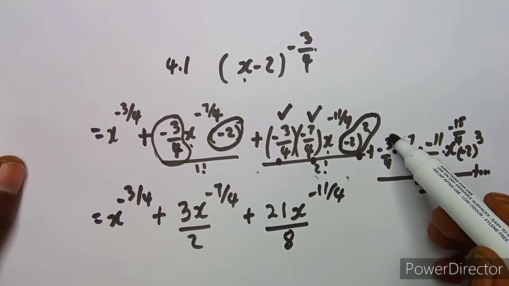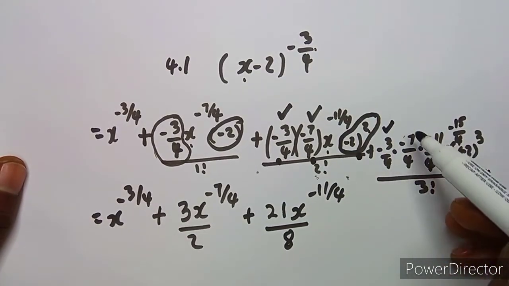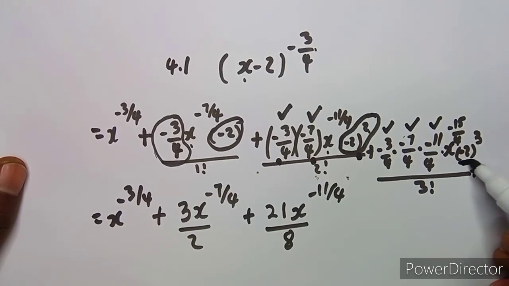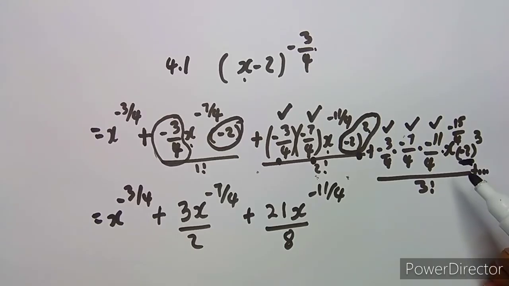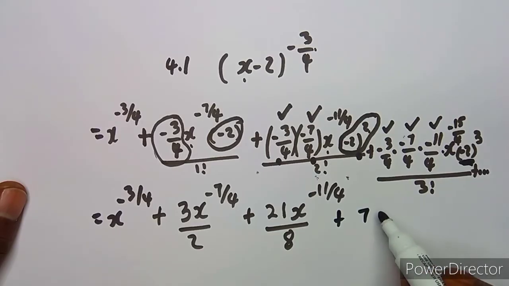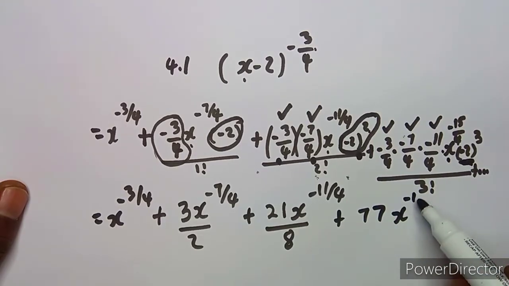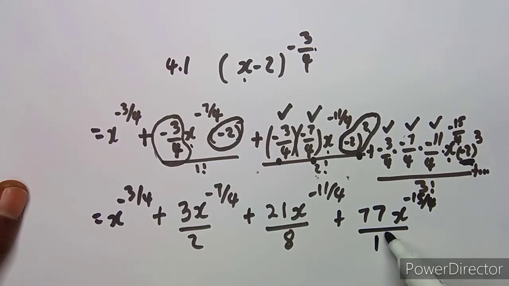You do the same, guys. You multiply this -3/4 times -7/4 times -11/4 times -2 to the exponent of 3, just like this in bracket. You get an answer. That answer, you divide it by 3 factorial, which is going to give us something like 77/16. So it's 77/16, but there is x to the exponent of -15/4. But this is 77/16. All right, so that's what we are going to get.